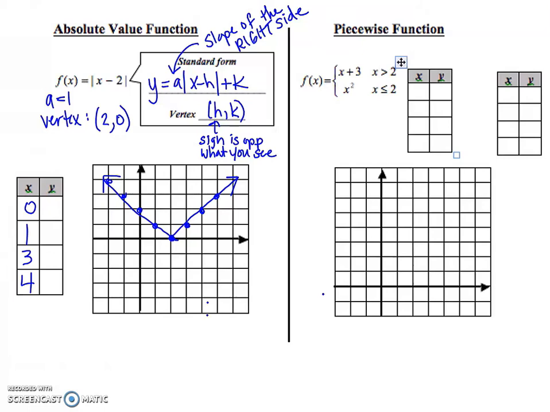And so then when we plug those in, 0 minus 2, absolute value of negative 2 is 2. When x is 1, 1 minus 2 is negative 1, but the absolute value of negative 1 is 1. When we plug in 3, 3 minus 2 is 1. Absolute value of 1 is 1. And when we plug in 4, 4 minus 2 is 2, absolute value of 2 is 2. There we go. My apologies on that one.